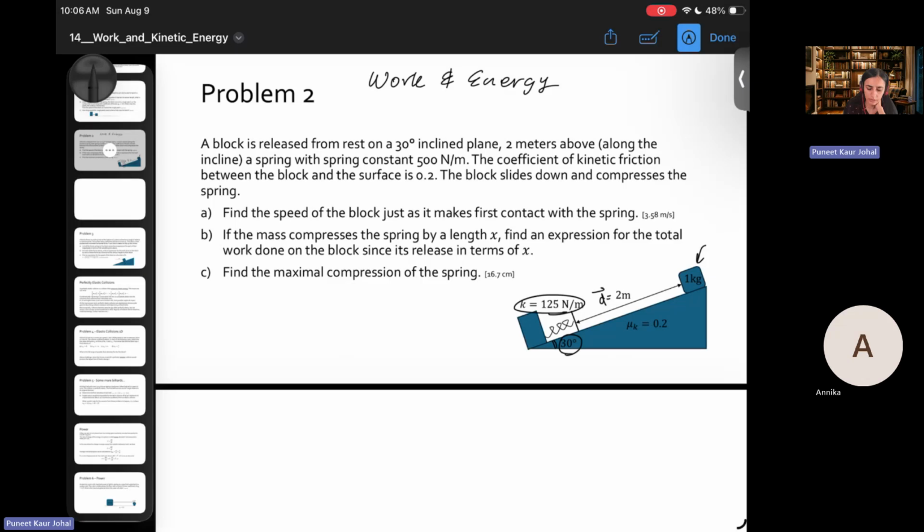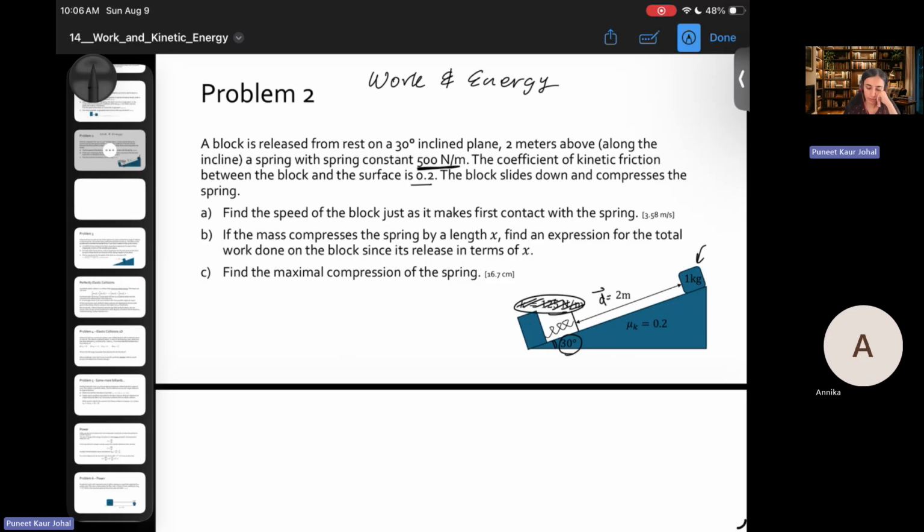That seems wrong, right? Like it's 500. Interesting. It said 125. That's confusing, but the question says it's 500. Let's go with the 500. We'll see if our answer matches. If it doesn't match, then we'll try the other k.